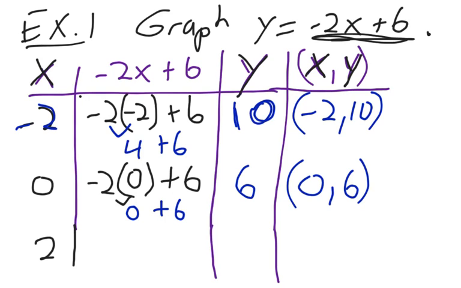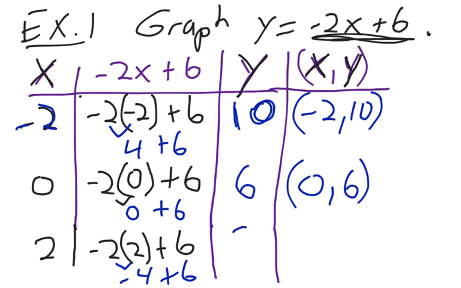And finally, let's plug in a 2 for x. So negative 2 parentheses 2 plus 6. And we're going to follow order of operations, so multiply first, then add. Negative 2 times 2 is negative 4. Plus 6. And my larger number is positive, so that's going to be a positive 2. So that would just be 2 comma 2. So now you have your 3 ordered pairs. All you do from there is graph those 3 ordered pairs and connect them with a line drawn right through them.